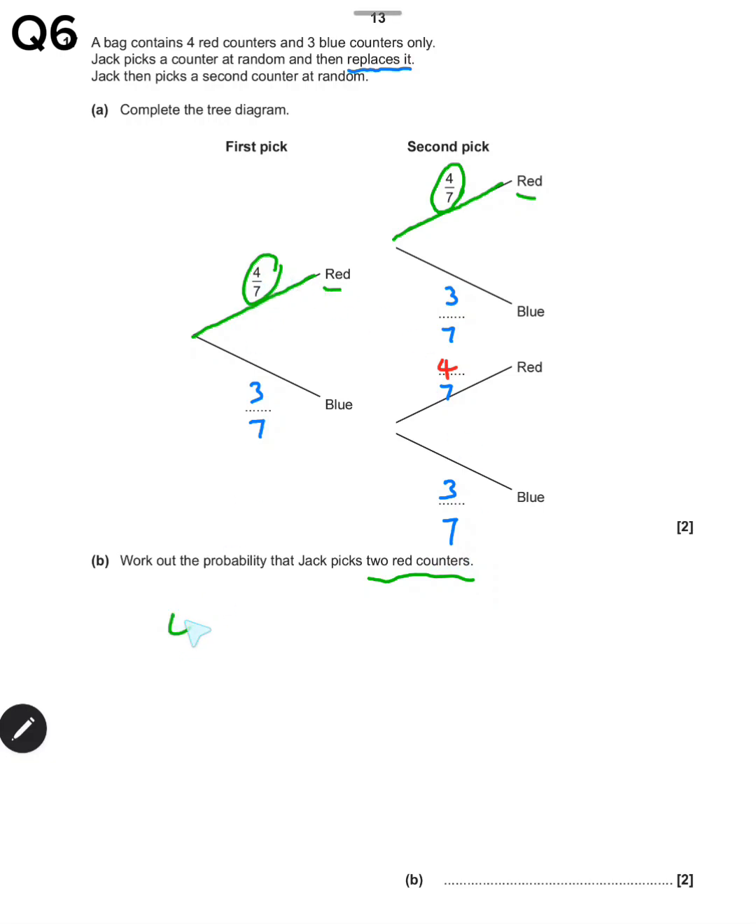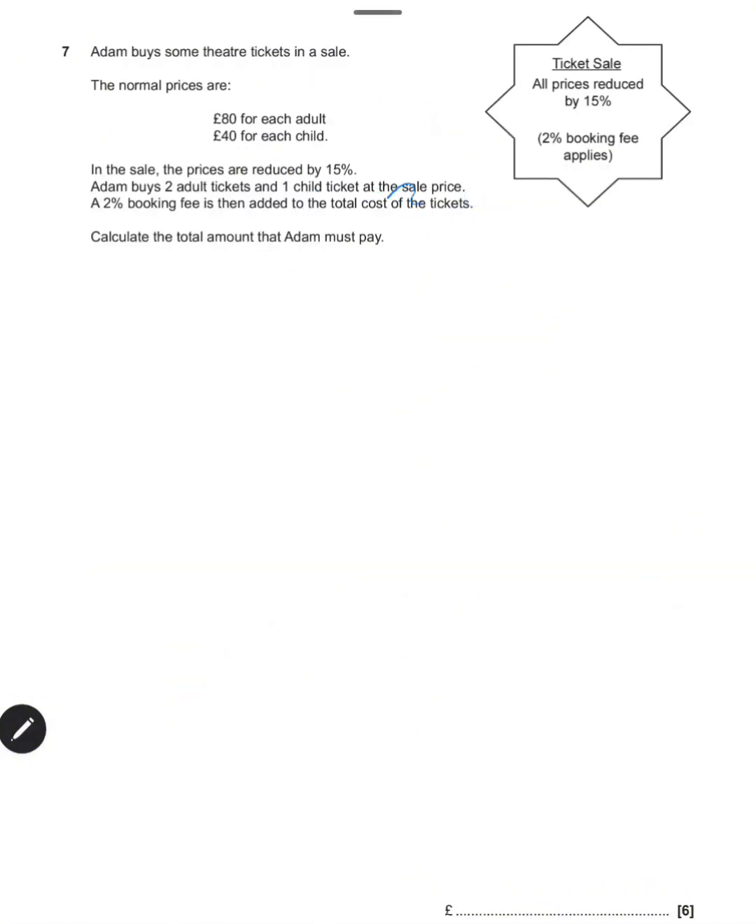So let's pick these probabilities up. We've got a 4/7 and a 4/7, and we're working along the branches. We need to multiply those together. Multiplying fractions is easy. 4 times 4 is 16, and 7 times 7 is 49. There's your final answer.